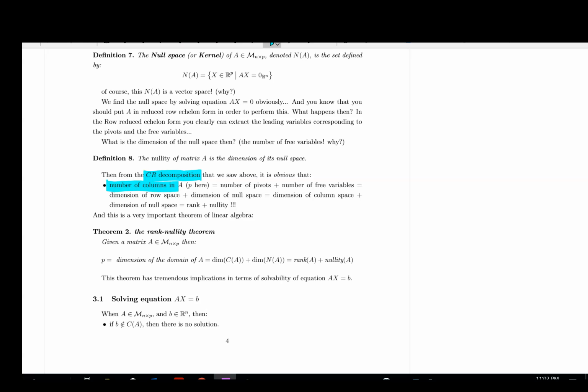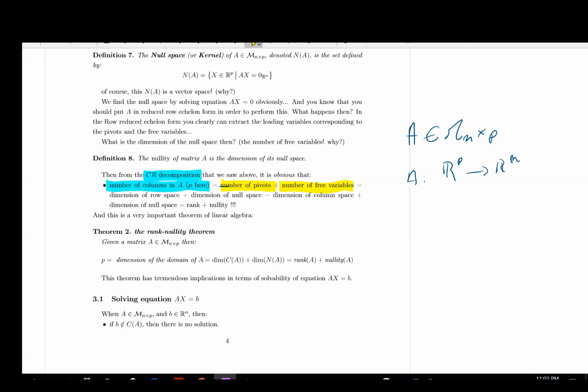The number of columns in A. That's what we started with. A is still our matrix that has n rows and p columns. So it starts from Rp. You can consider it as a map from Rp with values in Rn. That number of columns was obviously equal to the number of pivots plus the number of free variables. That's something you obtained last year when computing the row echelon matrix, and the reduced row echelon matrix.